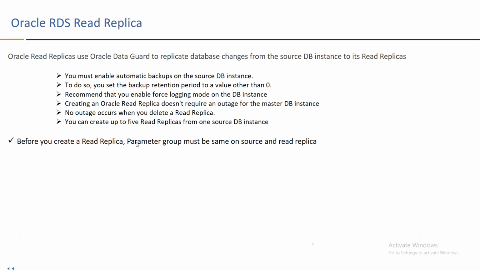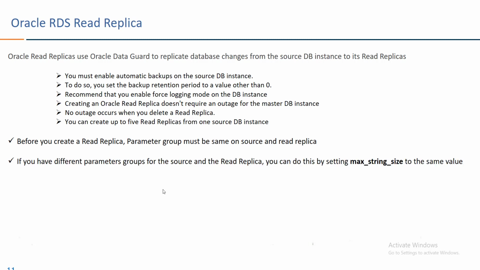Before you create a read replica, the parameter group must be the same on source and read replica. When we were choosing the Oracle database instance, there was an option for parameter group. By default they use one. If you want to update certain parameters, you can use that. Otherwise, the parameter group should be the same. Even if you want to change to a different parameter group, the max string setting must be the same. That is important.